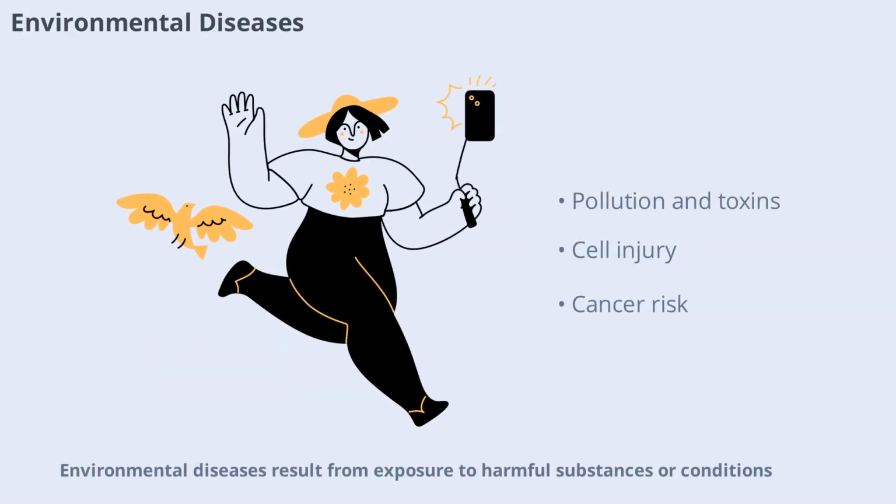Environmental diseases result from exposure to harmful substances or conditions, such as pollution, toxins, or radiation. Pathophysiological processes include cell injury, inflammation, and increased risk of cancer or respiratory diseases. Prevention and early intervention are key to reducing the impact of environmental diseases on health.